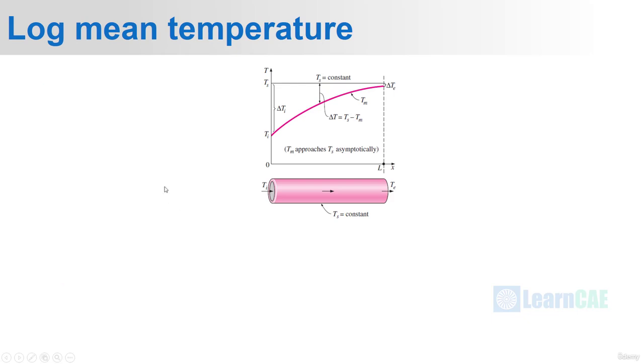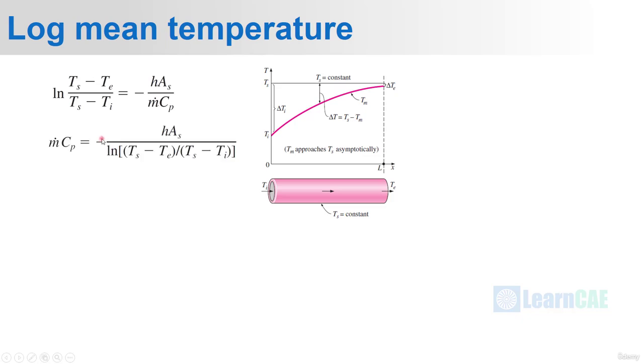Let us consider the same example. We shall rewrite the equation which we have recently derived. We can say m dot Cp is equal to hAs divided by the log term, which is on the left hand side. We know that the net heat transfer rate is given by m dot Cp into (Te minus Ti), that is exit temperature minus inlet temperature.